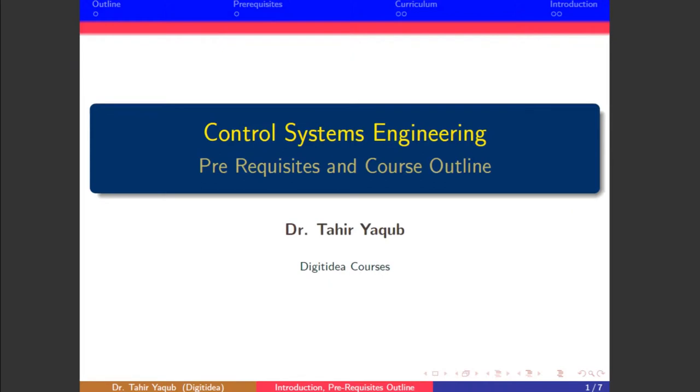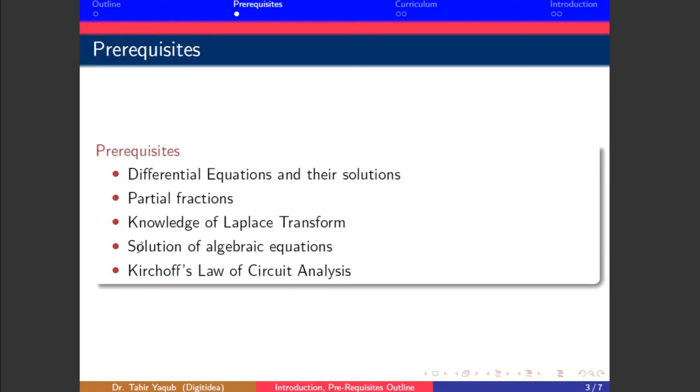Now let us talk about the course prerequisites and the outline of the course. These are the five topics which I think you should know a little bit about before taking this course: differential equations and their solutions, then partial fractions. Partial fractions is a topic which we all normally cover in high school, so I'm confident that you already know it. Otherwise, it's a very easy topic, and you can quickly grasp it within maybe 2 or 3 hours.